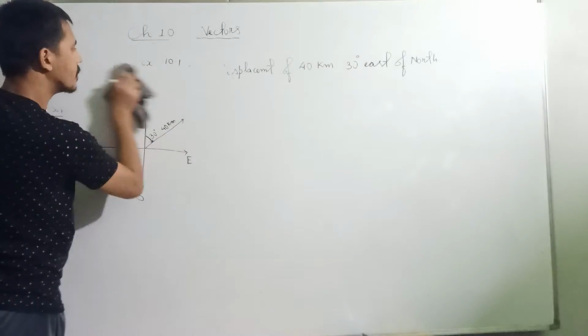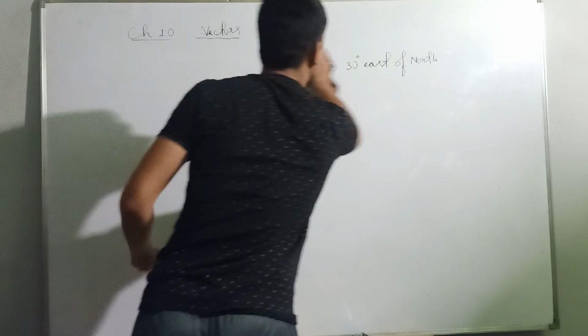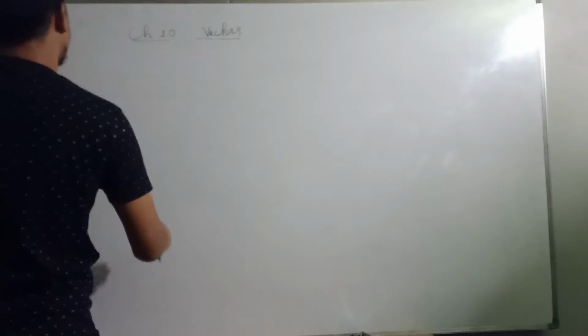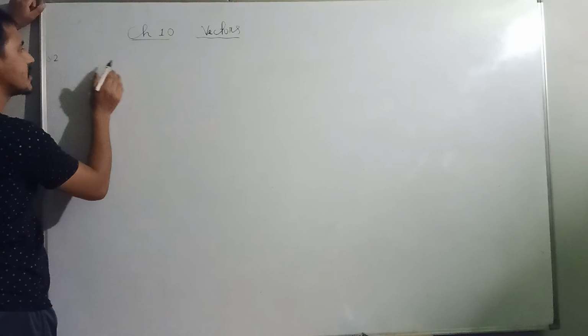Let's see the other one. Question number 2. Let me just write this out quickly. What is your question number 2? Classify the following measures as scalars or vectors, right? So first, what is the set of physical quantities?